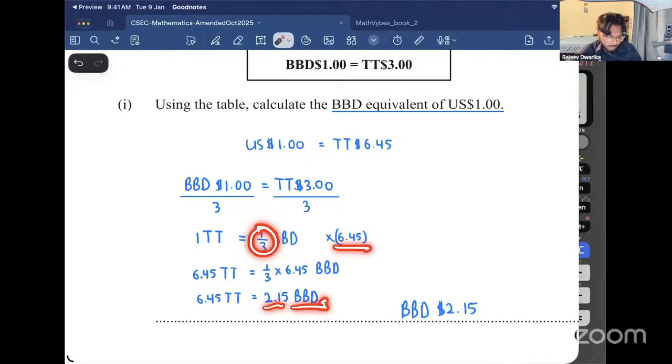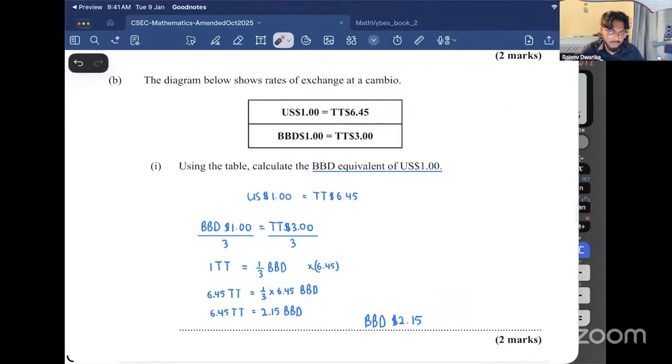Okay. Let's see. And so, question for you, Carla. If one BBD is $3 TT, and we have 2.15 BBD, if I wanted to convert this to TT dollars, what would I do with it? How would I convert $2.15 BBD to TT dollars?